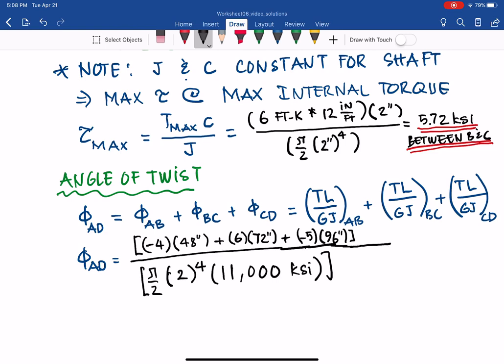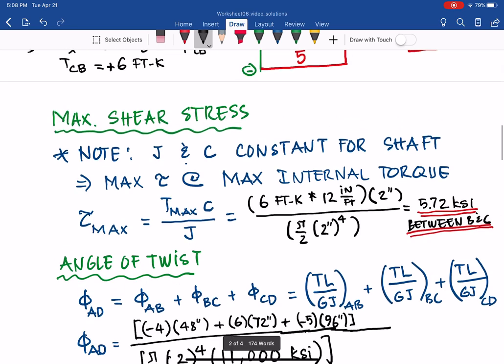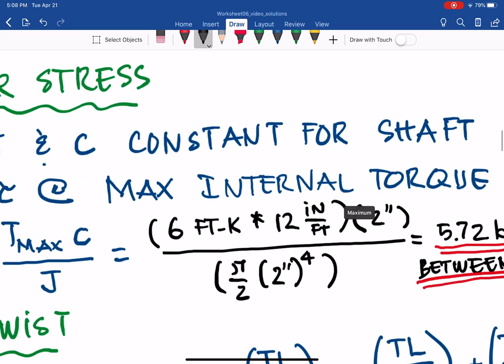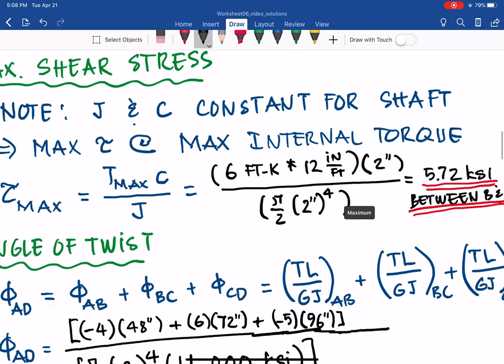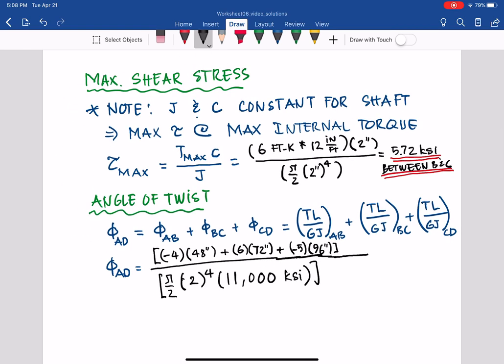Have we done with the unit conversion? Not yet. We have 4 kip-foot, 6 kip-foot, 5 kip-foot: -4, +6, -5. That is kip-feet, and everything else here, as you can see, is in inches. So we have to convert that into inches. Similar to what we did here, 12 inches per foot. So from that, we have to multiply by 12 inches per foot when we convert the torque from kip-feet to kip-inches.